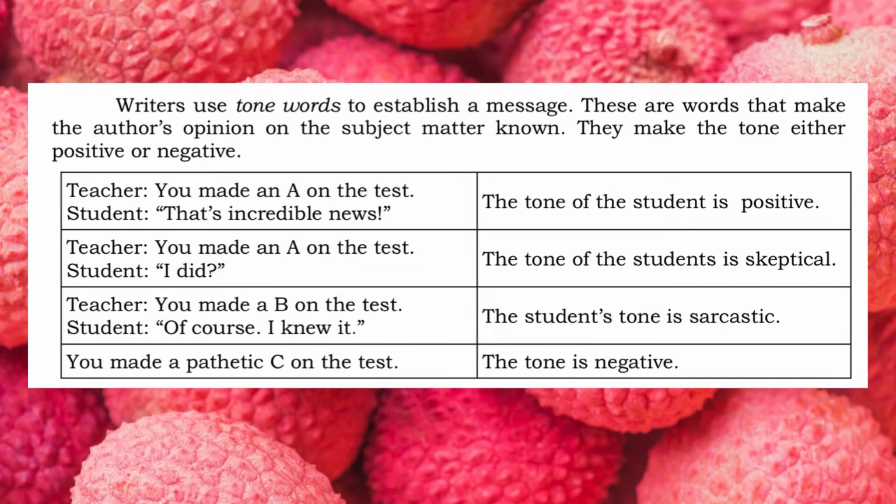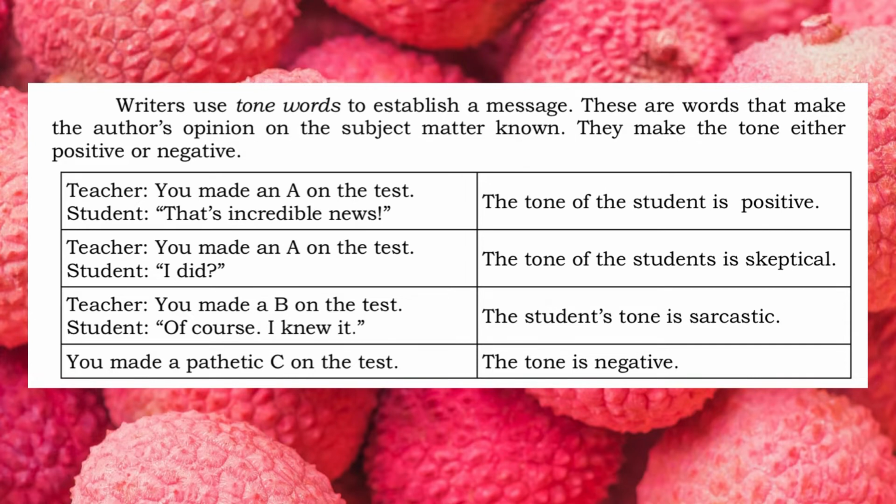or negative. For example, in the conversation of a teacher and a student, the teacher said, you made an A on the test. Student: oh, that's incredible news. So we can identify that the tone of the student is positive. In conversation number 2, the teacher said, you made an A on the test. Student replied, I did? And we can identify that the tone of the student is skeptical.